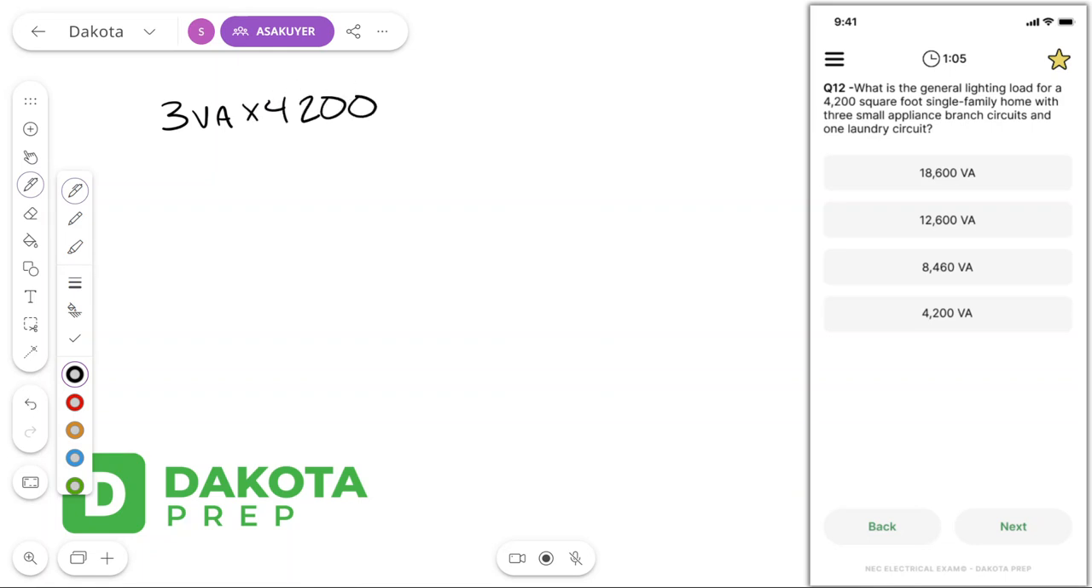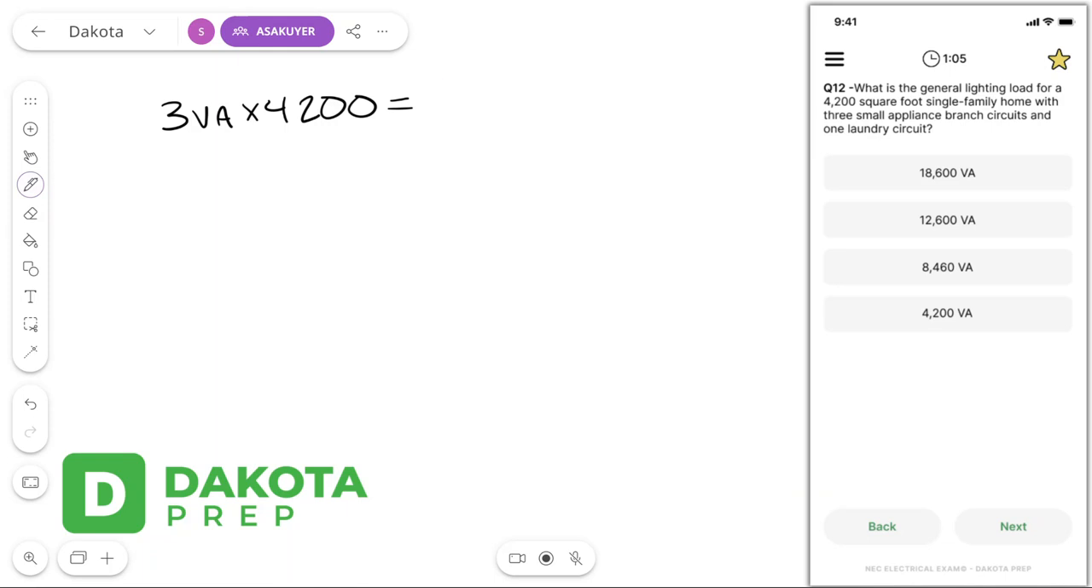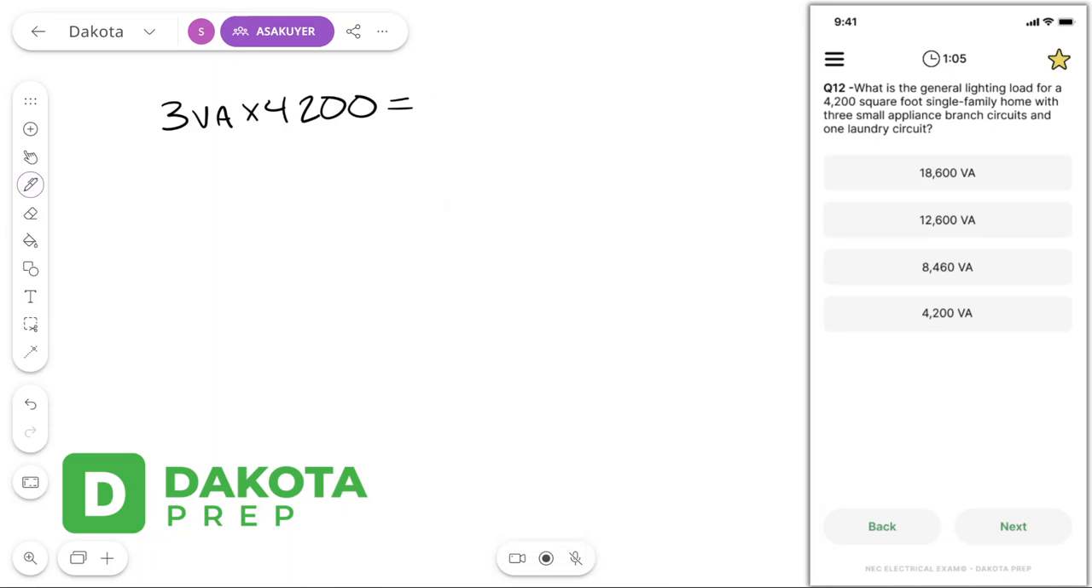So our unit load, or our minimum lighting load, is 4,200 square feet times 3, which is 12,600. That's the first thing that we need to do. 12,600? Indeed it is, 12,600 volt amps.